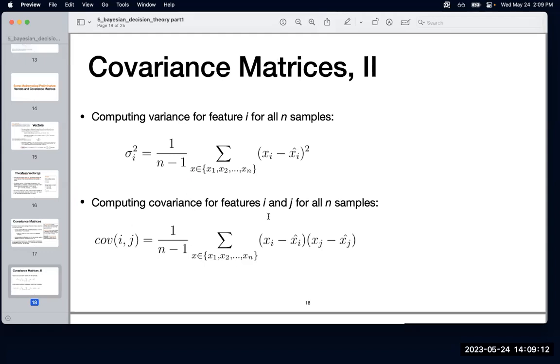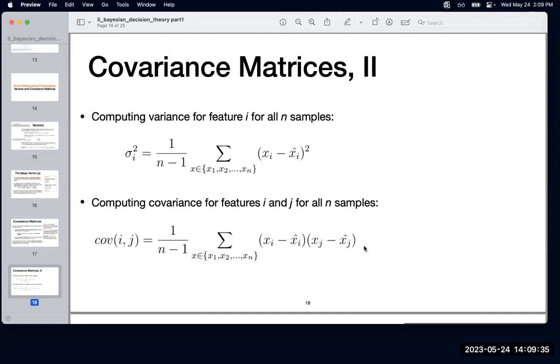So the same idea would be applied when you want to calculate the covariance, but now because a covariance is a measure that is being done between two features i and j. So again, you would go over all the samples. So the summation here is going over all the samples and n represents the number of samples that you have.